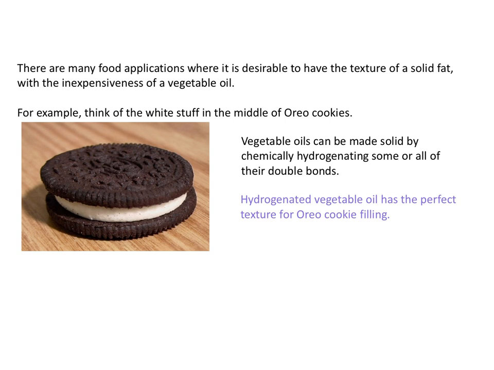Okay, there are lots of food applications where it's desirable to have the texture of solid fat with the inexpensiveness of vegetable oil. For example, think of the white stuff in the middle of Oreo cookies. Vegetable oils can be made solid by chemically hydrogenating some or all of their double bonds. The hydrogenated vegetable oil has a perfect texture for Oreo cookie filling. So this is one of the reasons that we have all these interesting, weird foods like Oreo cookies: the inexpensiveness of vegetable oil. It's really cheap to make vegetable oil. It's not as cheap to get solid fats from animals. It's a lot cheaper and faster to grow plants than to harvest from animals.